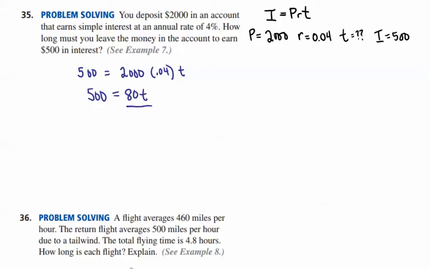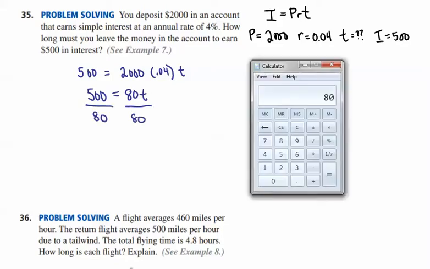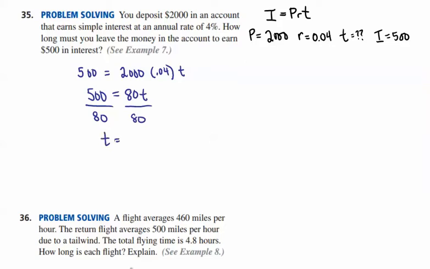At this point we want to isolate the T, solve for T, and one more time, bring up the calculator. We have 500 divided by 80 is equal to 6.25. T is equal to 6.25. Remember that T is always in years, so that's 6 1/4 years. A quarter of a year is about 3 months. So that's how long we would have to leave the money in the account to earn $500 in interest. Great, so let's go on to another problem here. Number 36.